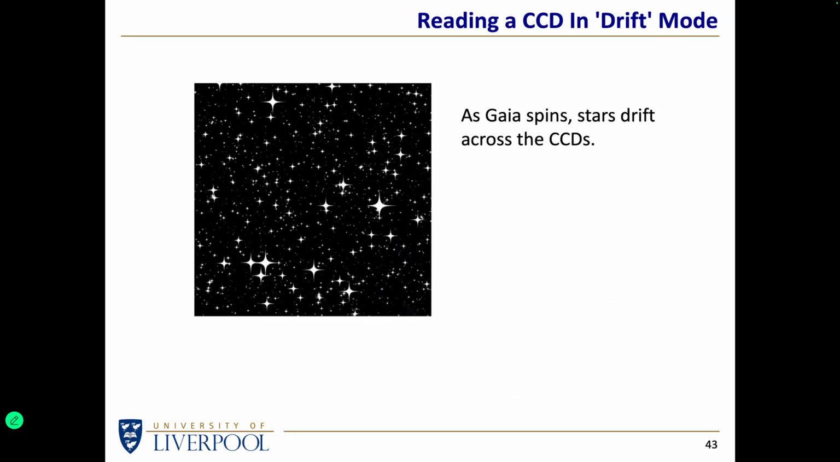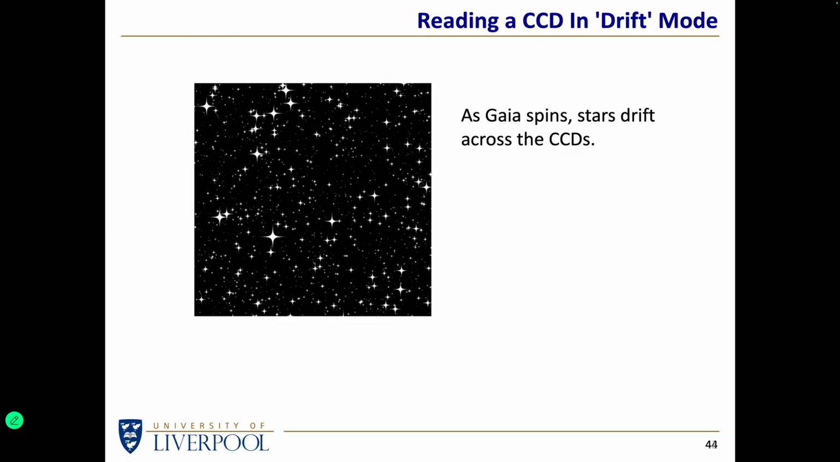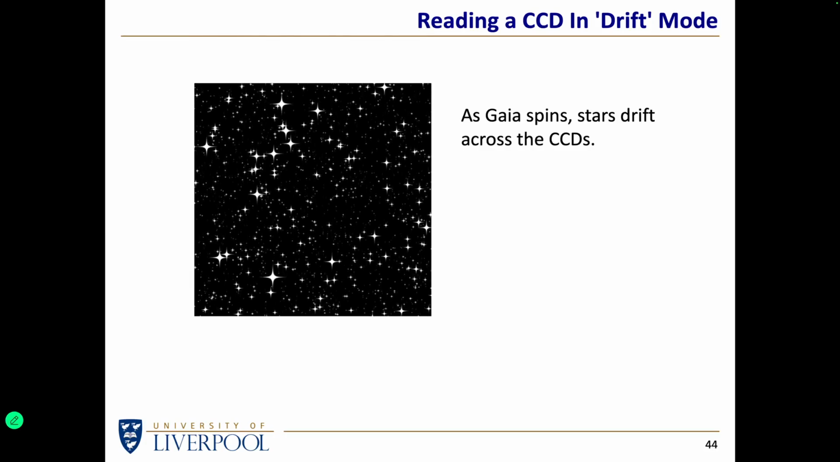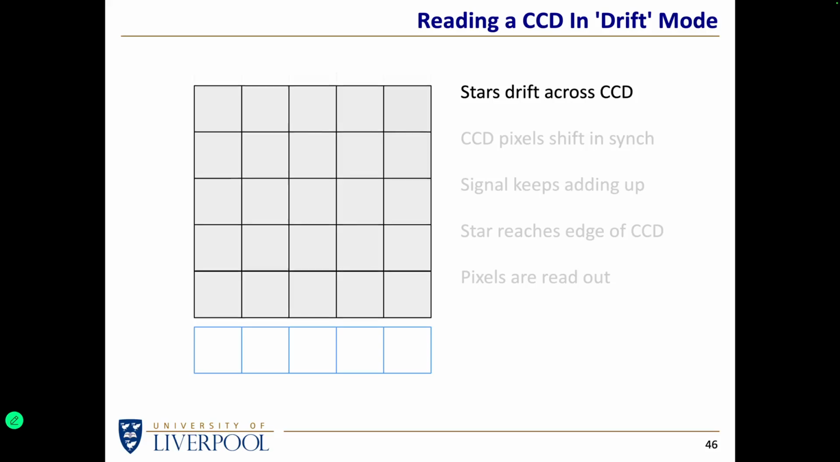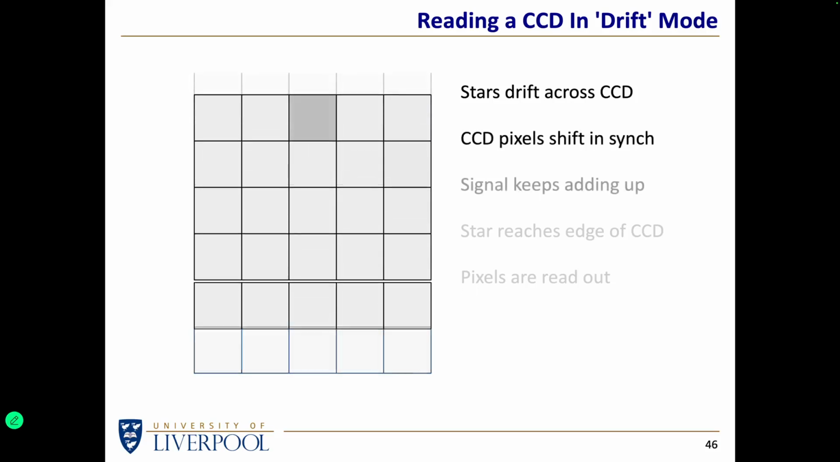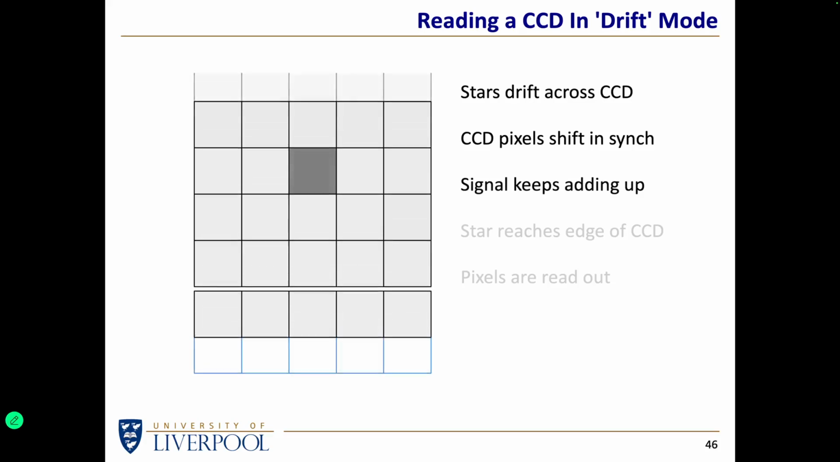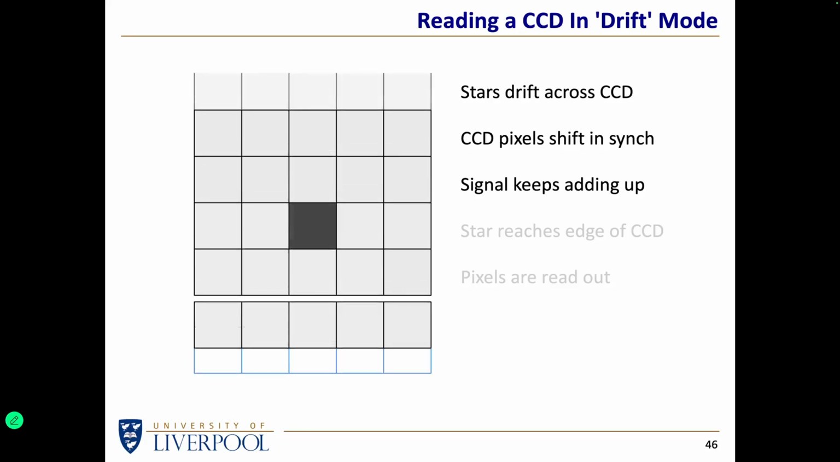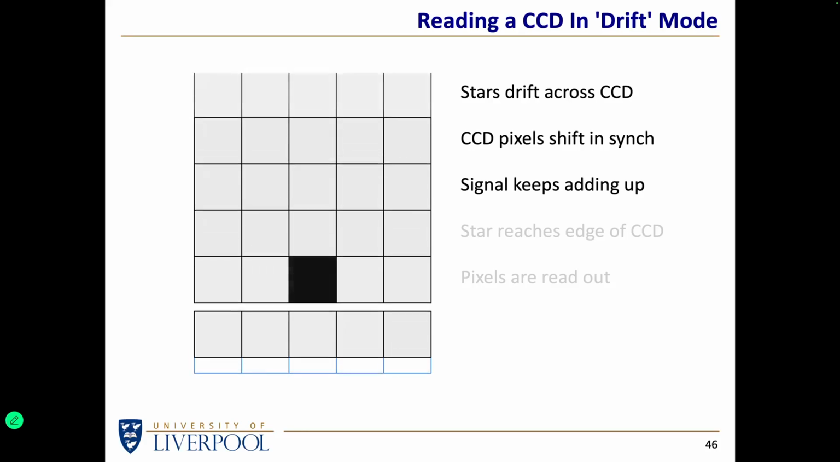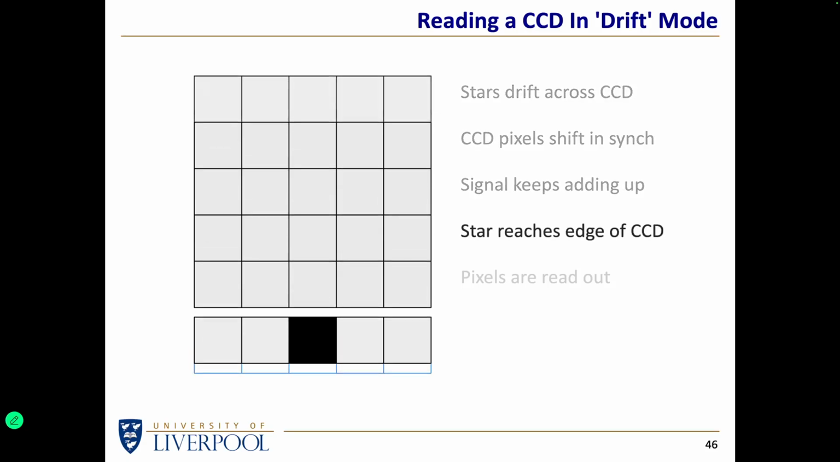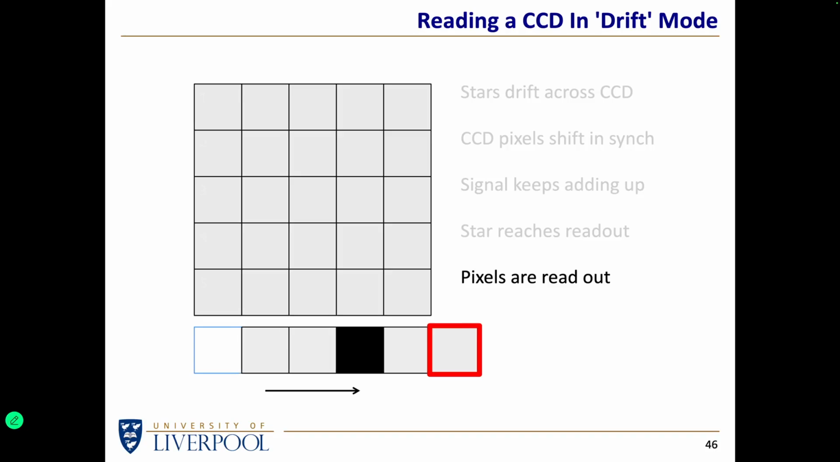But Gaia doesn't work that way. Gaia spins, and so the stars drift across the CCD. So how can that possibly work? How come you don't end up with lots of blurred images? Well, for a start, Gaia doesn't take images. So let's imagine that we've got one star drifting down the CCD. As the star drifts down the CCD, pixels are read out continuously, and so the star always hits the same pixel. The signal keeps adding up. Once the star reaches the final edge of the CCD, the pixels are read out.